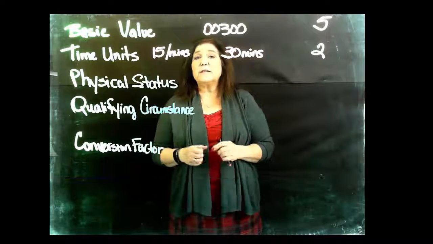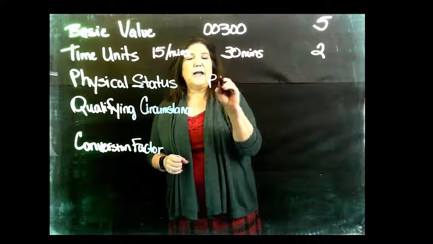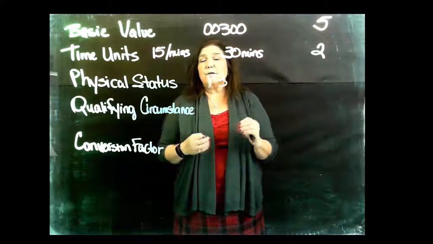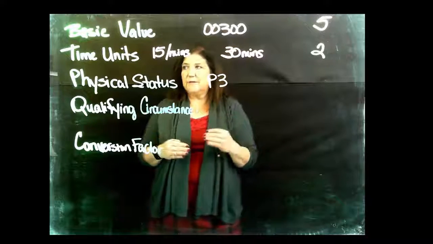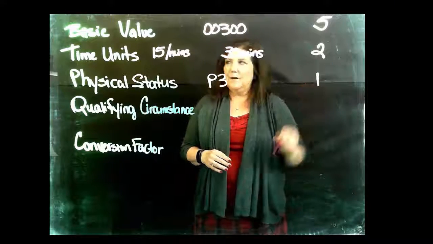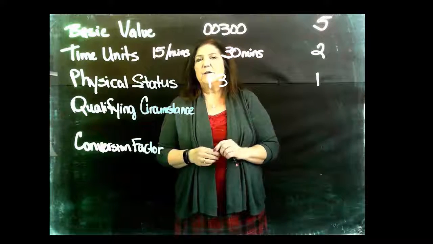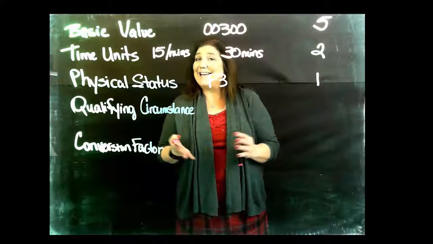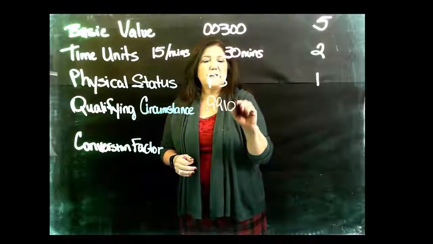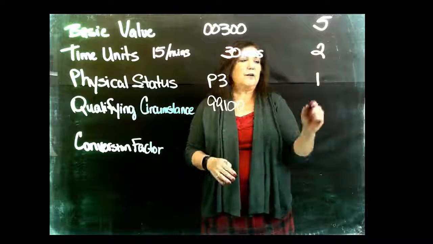Also, the patient recently had an MI. Because he had an MI, the physician said that he had a physical status of a P3, which means that the patient has severe systemic disease. Because he has severe systemic disease, we can add another base unit value to that. Then we also look at the qualifying circumstance. Because our patient is over 70 years old, he's 86 years of age, we can use 99100, which means that we have a patient of extreme age. That also gives us another unit.